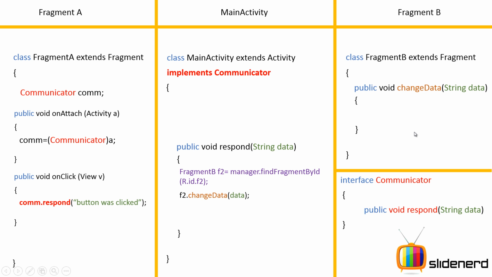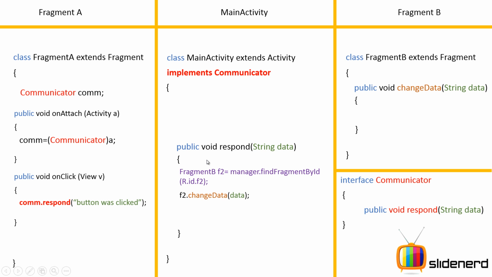And this is how the communicator design pattern works for communicating between two fragments. The best part, I don't have a reference to fragment B here anywhere in fragment A. I don't have a reference to fragment A here anywhere in fragment B. That means I have avoided tight coupling. I can reuse the fragments in different scenarios, and I have ensured maximum reusability.